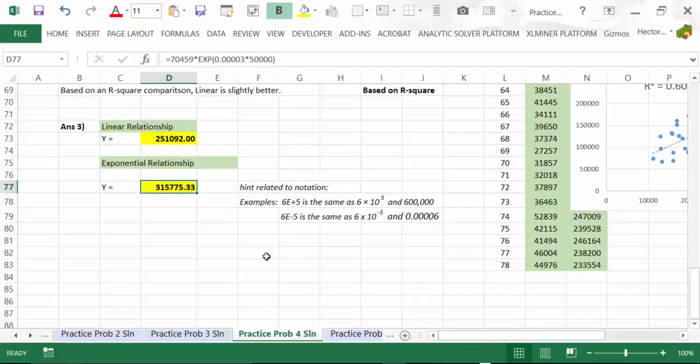A very quick way to be able to do very fast analysis to see the relationship between two different variables. That's the end of problem 4.